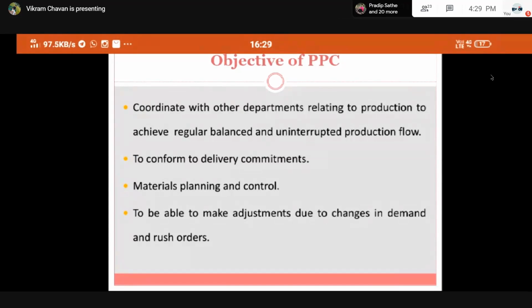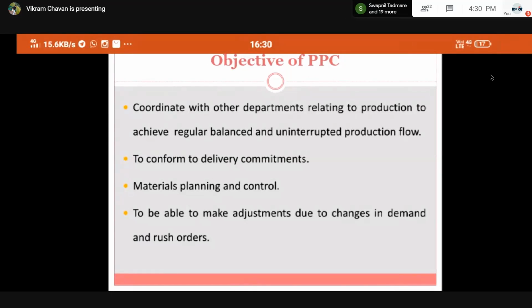Okay, so in this manner this coordination will be done to regulate this particular production uninterruptedly. Okay, then to confirm the delivery commitment. The most important thing is that if we have committed to something and we are not following that commitment, then that will decrease your valuation or reputation in the market.